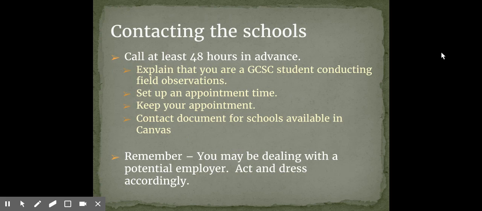When you're contacting schools, call at least 48 hours in advance. Don't try to call the day you're trying to do an observation and show up. They need time to plan and to get that situated. Explain that you're a Gulf Coast State College student conducting field observations. Set up an appointment time. Keep your appointment, please. If you make an appointment, make sure that you're there on time.